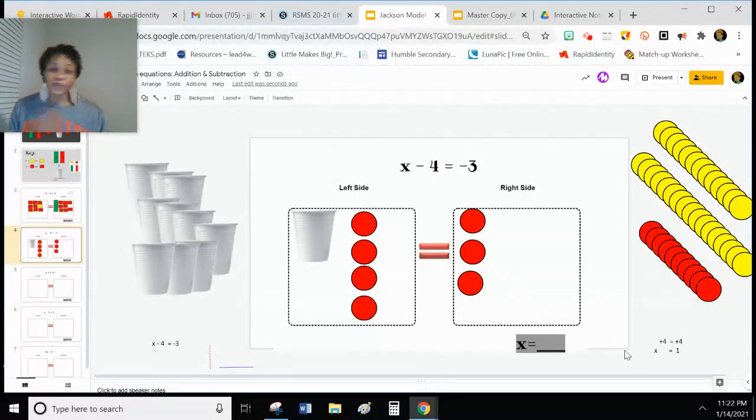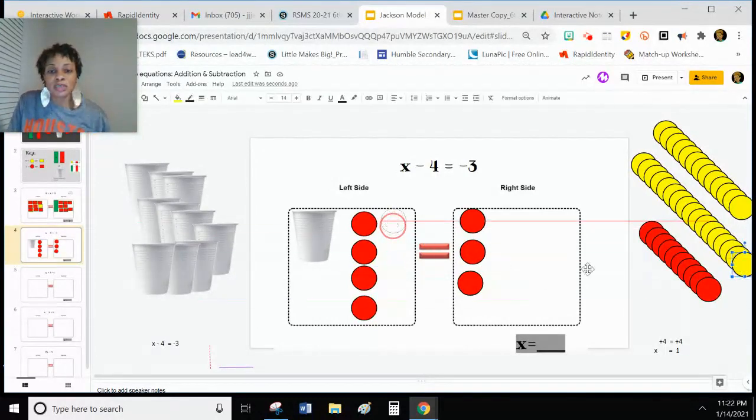Remember, the goal of an equation is to isolate and solve for the variable. X wants to be alone. Who is on the left side with X? Negative 4. We need to get rid of negative 4. He needs to get out of there, hit the road. So we're going to do the inverse. The inverse of a negative 4 is a positive 4. So we're going to add positive 4 to this side to cancel him out.